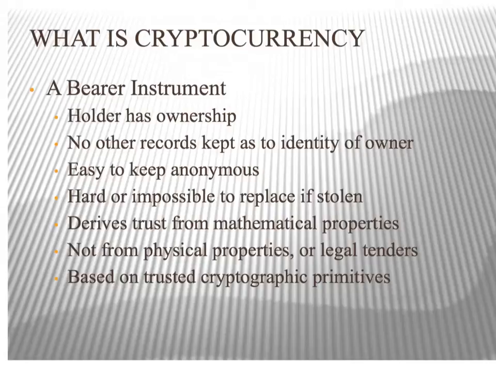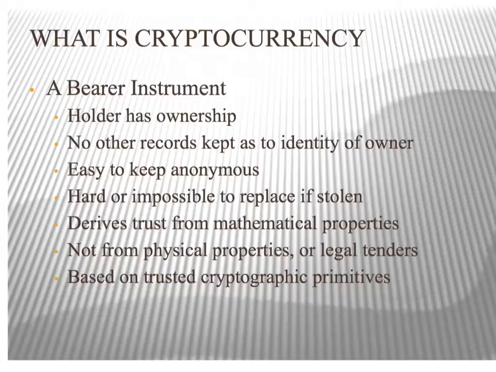Now let us come to what is cryptocurrency. A cryptocurrency is a bearer instrument. In order to visualize a bearer instrument, think of it as a note. A note is a bearer instrument. The holder of the note has its ownership. Suppose I have a 100 rupee note, I don't require any other proof to establish that the 100 rupee note is mine. You don't require any other records to prove the identity of the owner. The person having the 100 rupee note is the owner of the note.